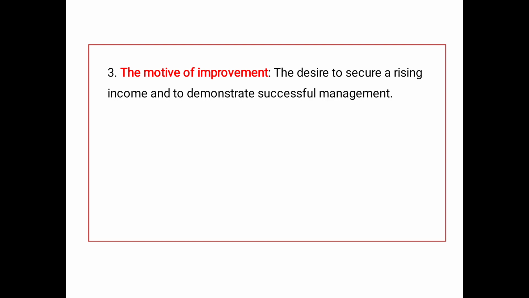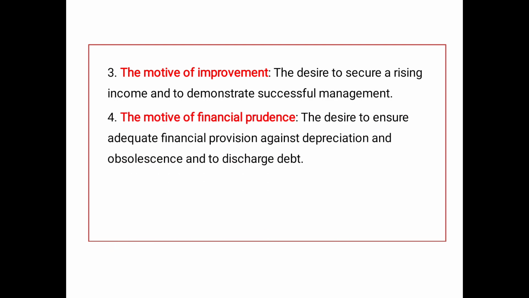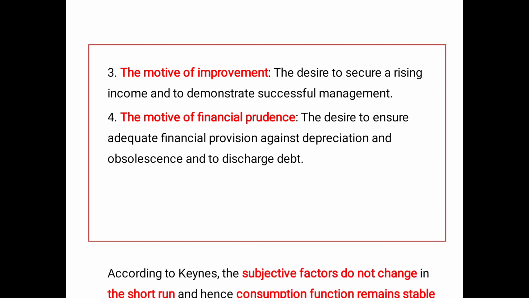Next one is the motive of improvement: the desire to secure a rising income and to demonstrate successful management. You want to improve your business and invest in new technologies. For that you need income. If you want successful management, you should be able to rise up in your income. Next one is the motive of financial prudence: the desire to ensure adequate financial provision against depreciation and obsolescence and to discharge debt.